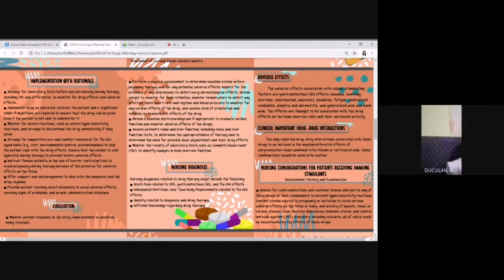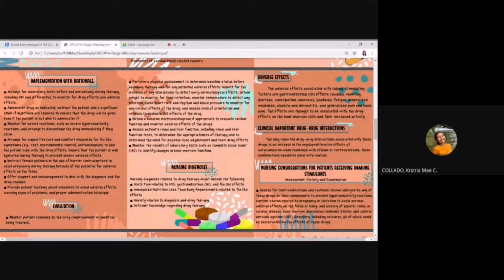Next one is the evaluation. The first one is to monitor the patient's response to the drug, monitor for adverse effects, evaluate the effectiveness of the teaching plan, and monitor the effectiveness of comfort measures and compliance with the regimen. So now, let's proceed to the immune suppressant categories.